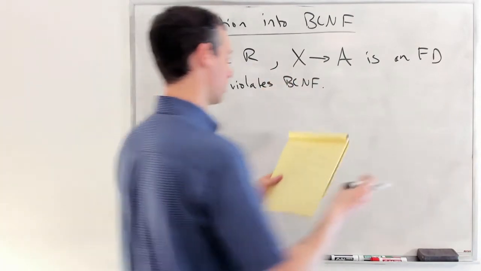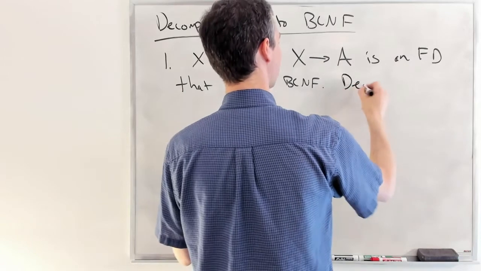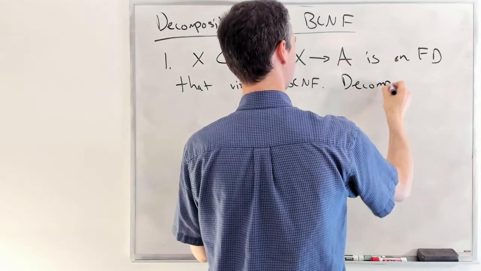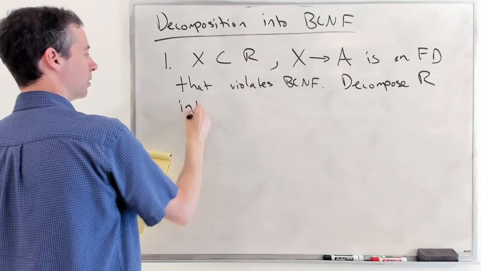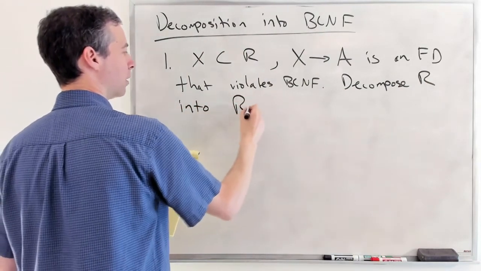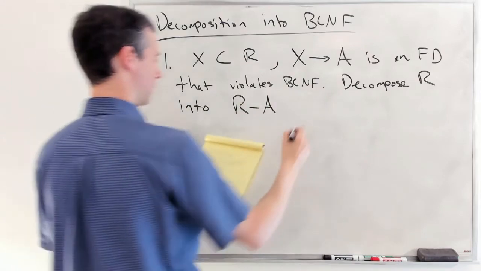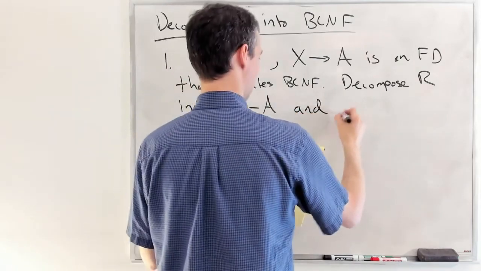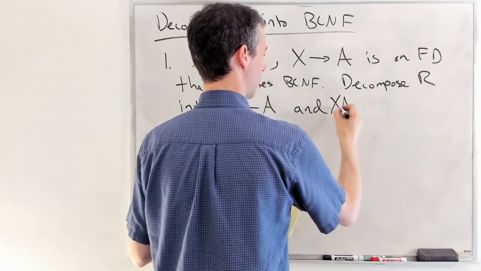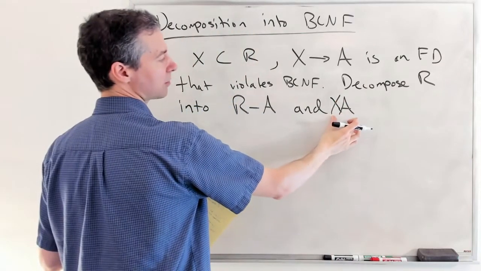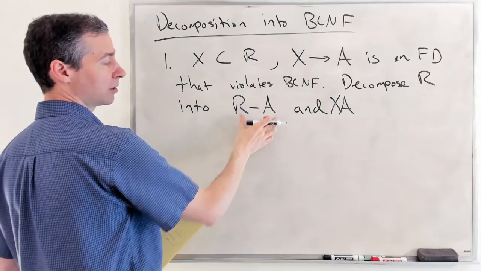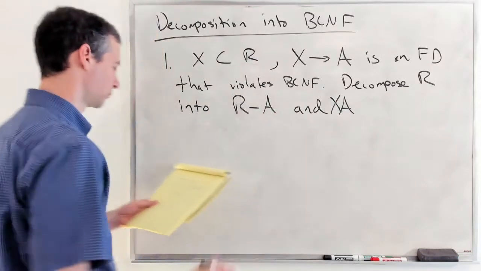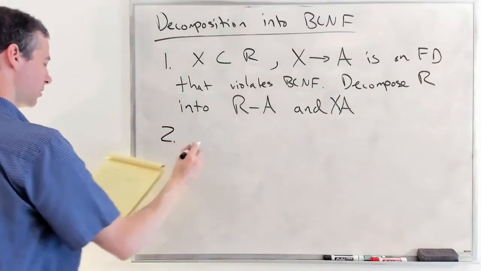All right, so what we're going to do is decompose, to break apart the relation R into R minus the attribute A and XA. We're going to put X and A together, and we're going to remove A from R, and these are going to give us two new relations. Then we continue with our algorithm.